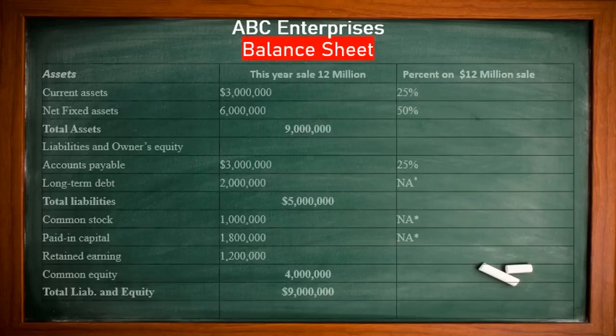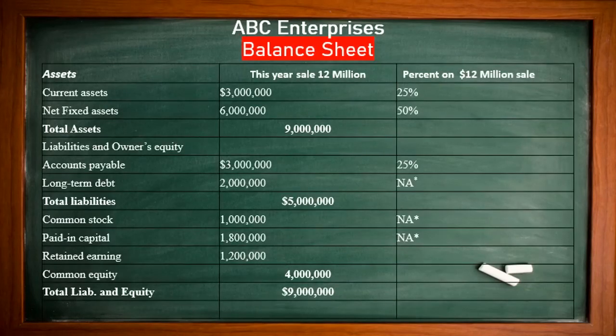The balance sheet of ABCL Corporation is here. On assets, we have current assets. This year sale is, as we mentioned, 12 million, and we calculate the percent on that sale of 12 million. We know that we have 3 million of current assets out of 12 million, so we multiply 3 divided by 12 multiplied by 100.